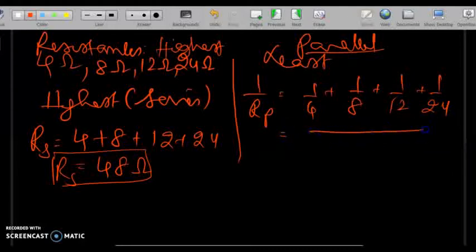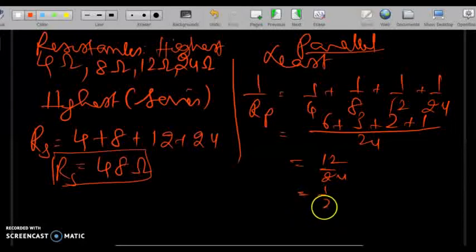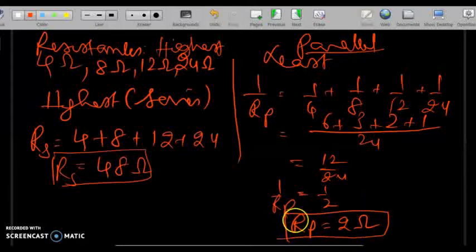So the LCM again is 24. 6 plus 3 plus 2 plus 1, that's 12, so it becomes 12 by 24. That will be 1 by 2. So that is 1 by Rp, so Rp should be equal to 2 ohm. So that is the least resistance due to the combination of the 4 coils. Okay, that's good.